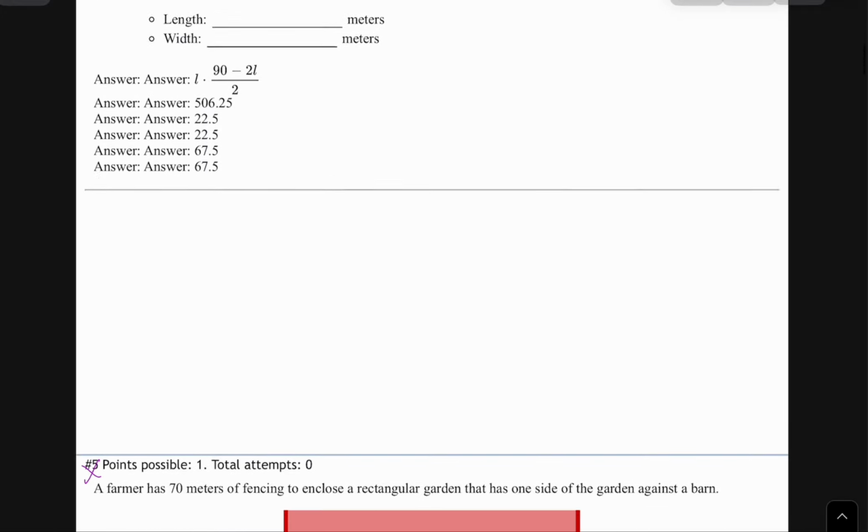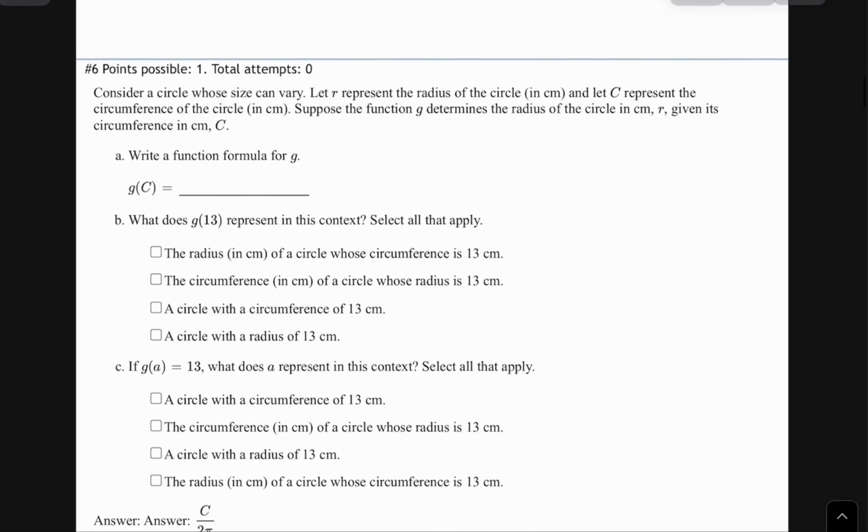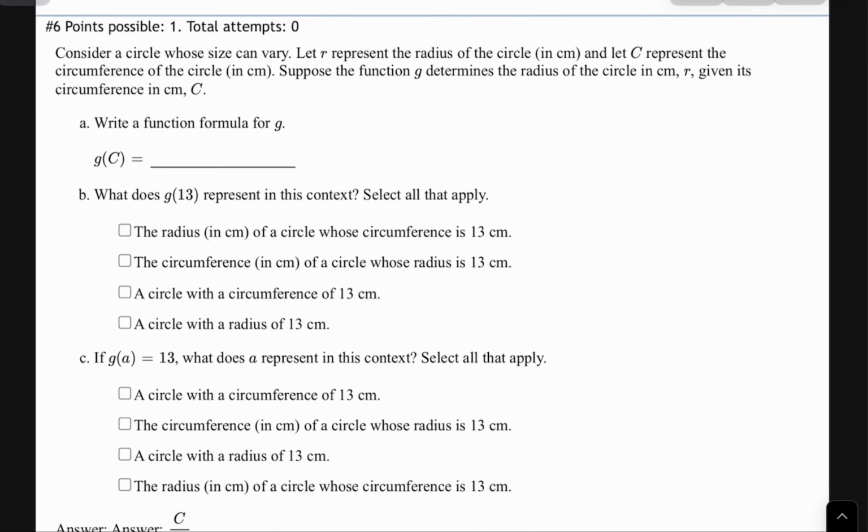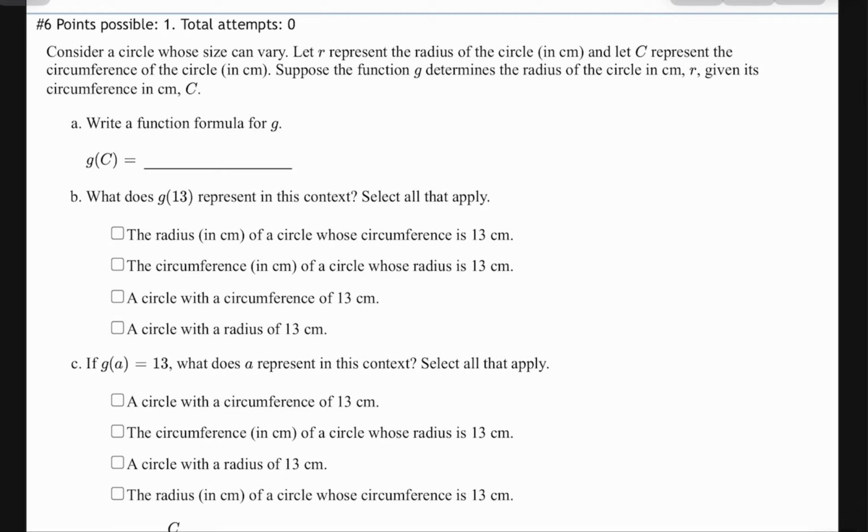We're going to skip question 4 and 5. Please jump to question 6. Now, in question 6, it says, consider a circle whose size can vary. Let R represent the radius in centimeters. So again, have a sheet of paper out, write down what they've told you. And C is the circumference, and that is in centimeters as well.